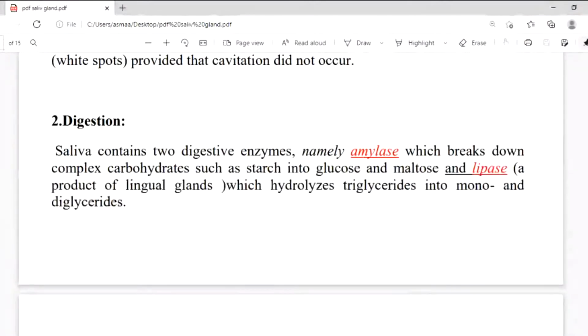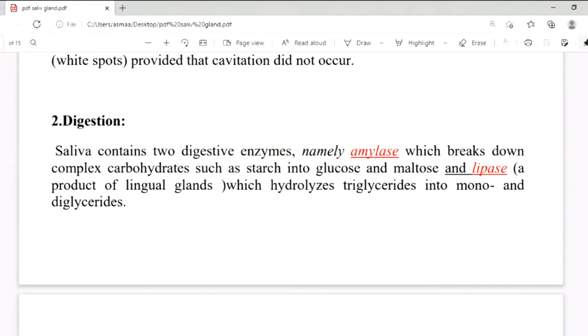Saliva contains two digestive enzymes. Which enzymes? Amylase and lipase. Amylase enzyme and lipase enzyme are found in the saliva. Amylase breaks down carbohydrates such as starch into glucose and maltose. And lipase, a product of the lingual glands, hydrolyzes triglyceride into mono- and diglyceride.